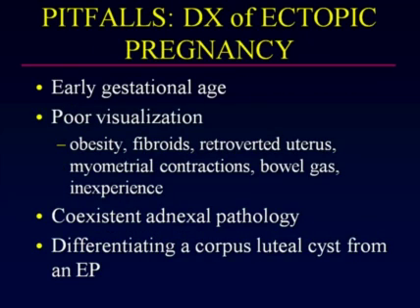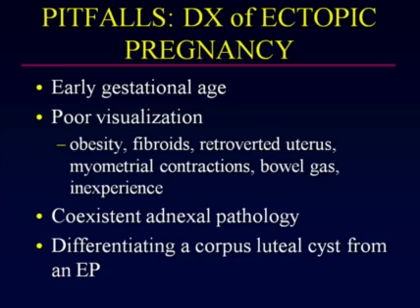Well, what are some of the pitfalls in the diagnosis of ectopic pregnancy? Well, I've just described probably the most common, which is the problem that you have diagnosing an ectopic pregnancy at a very early gestational age. Another problem is poor visualization, and this can be due to obesity, the presence of fibroids in the uterus, a retroverted uterus, myometrial contractions, artifact from bowel gas, and also inexperience of the examiner. The presence of coexistent adnexal pathology can also decrease your ability to evaluate the pelvis and identify an ectopic pregnancy.